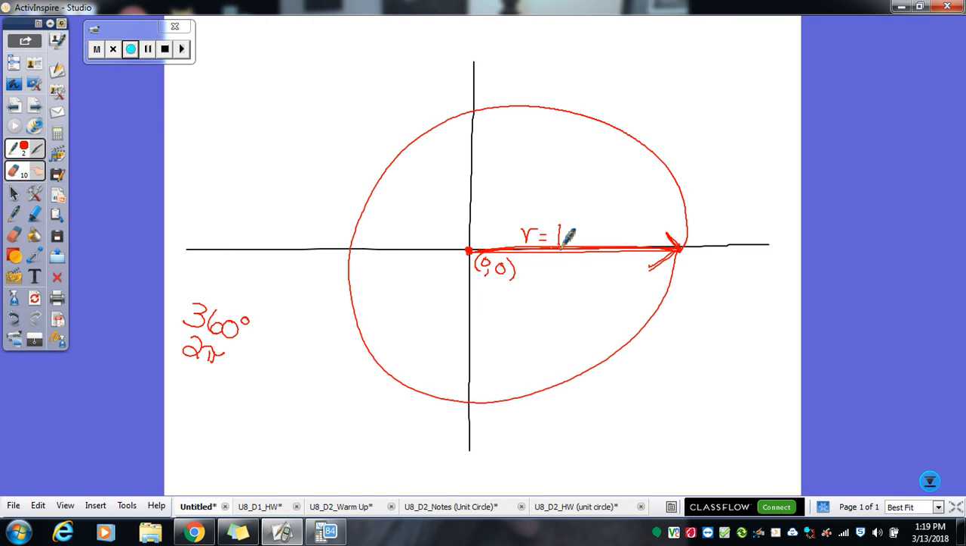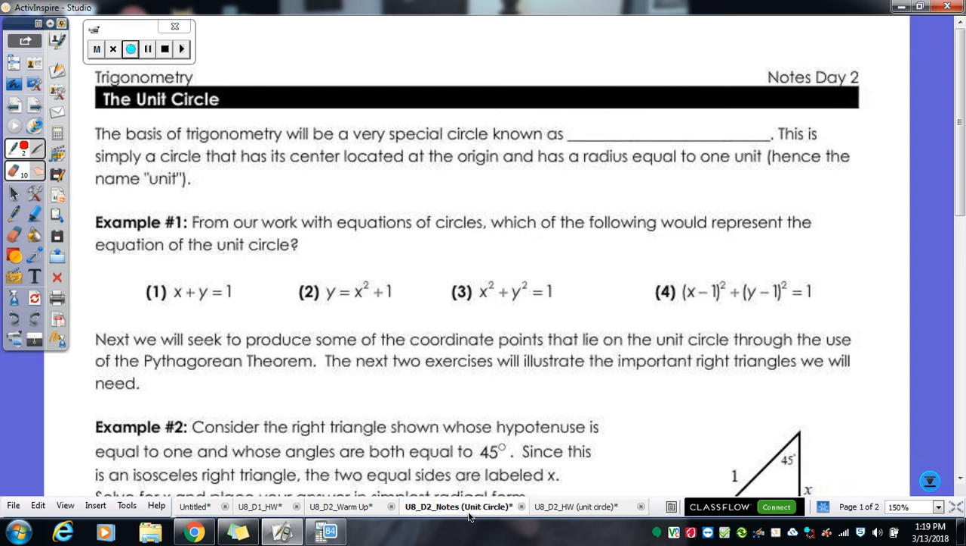So what we do is we call that circle a unit circle. It's called a unit circle because the radius is 1 unit. So unit circle goes together. So again, center at the origin, radius is equal to 1.